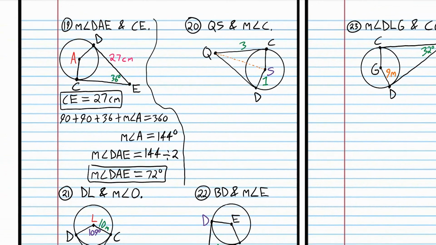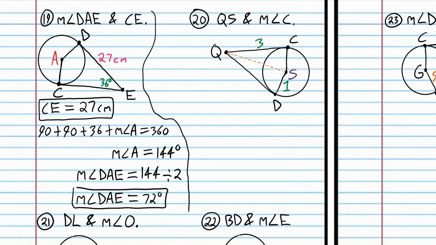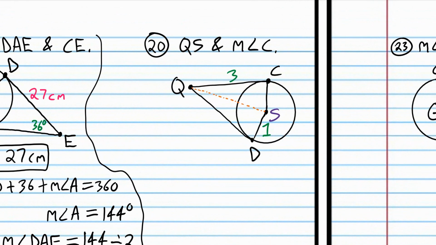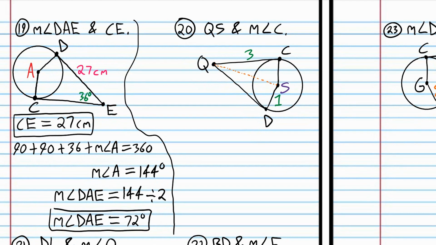All right, so let's try one more of these problems before you try one on your own. Now it says we want, let's do the easy part first. So the measure of angle C, that's pretty easy. That's just going to be 90 degrees. And QS, we're looking for this length here, QS.